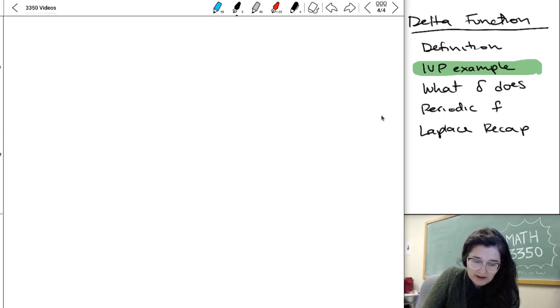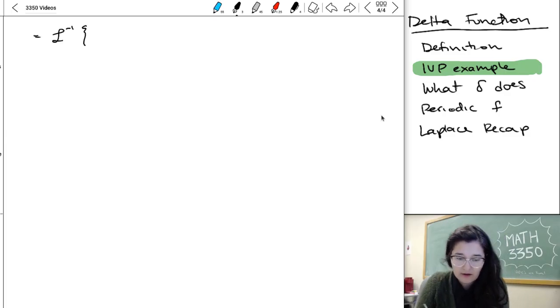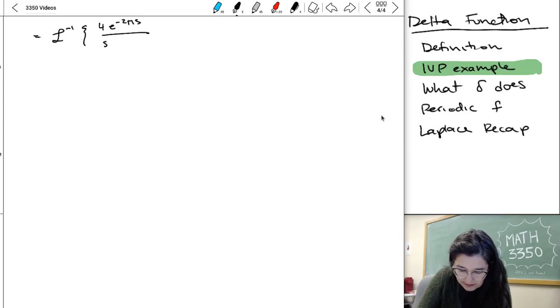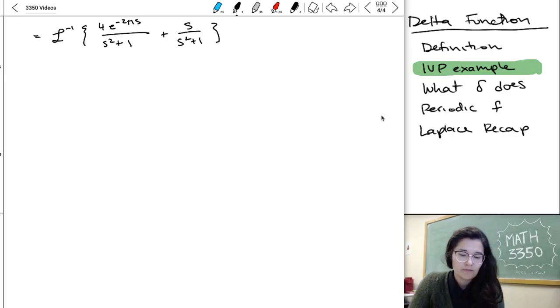But I am thinking about taking L inverse of the capital Y that I wrote down, which is 4 e to minus 2 pi s over s squared plus 1, plus s over s squared plus 1. And so I would break this up by linearity.